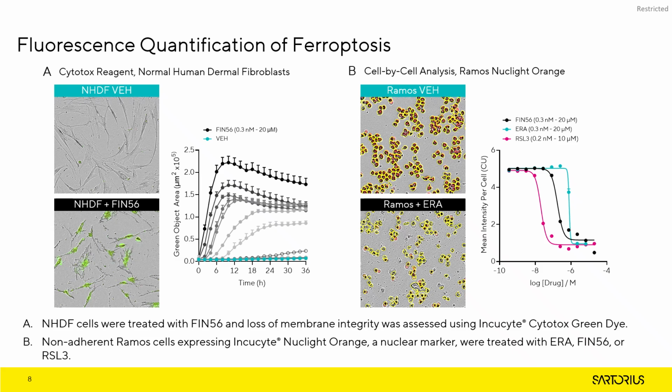In the example on the right, here we're using non-adherent Ramos cells. These cells were stably expressing a nuclear-restricted fluorescent protein, which is the Nuclight Orange, and these were then treated with auristatin, FIN56, or RSL3. We then used non-adherent cell-by-cell analysis to quantify the mean intensity within the cell population, and we've got representative images here at 48 hours. The curves confirm that all of the compounds induce cell death in a concentration-dependent manner, and you can see we've got slight differentials in potency across the concentration ranges and compounds tested.